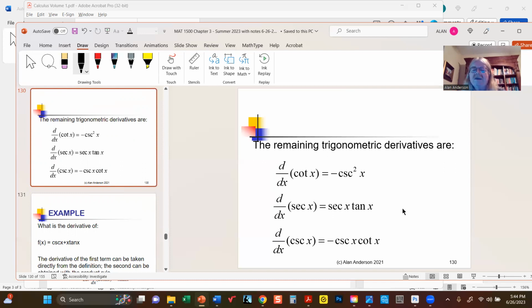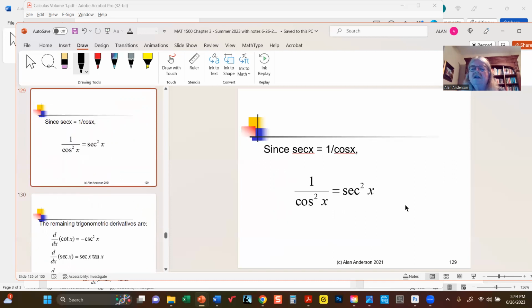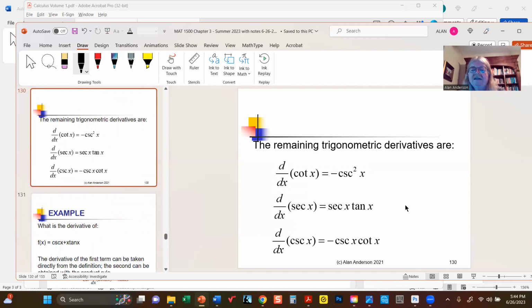So you can see what I mean about, nobody expects you to memorize these. You might want to remember the derivative of the sine and the cosine, but these, maybe not. Okay. Especially in this day and age, the calculator should be able to help you out with this.